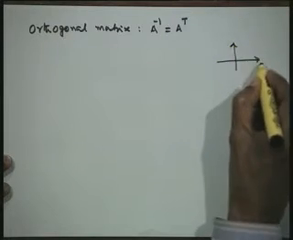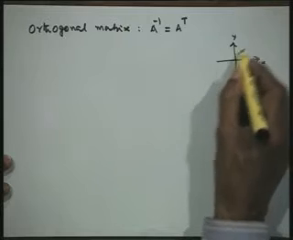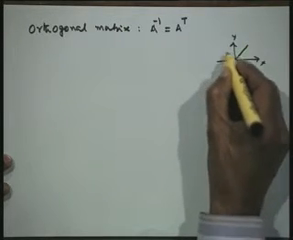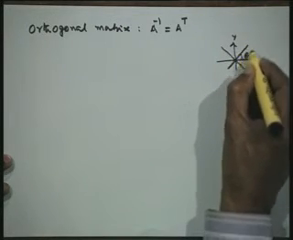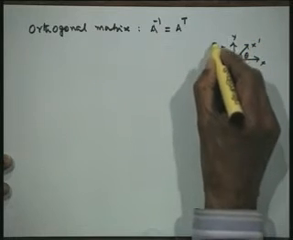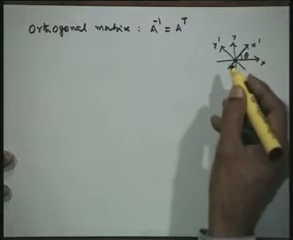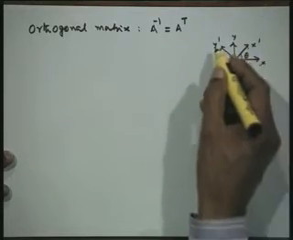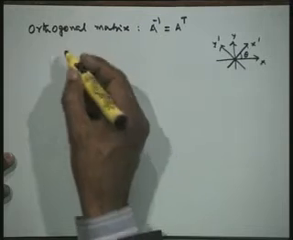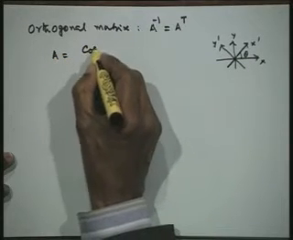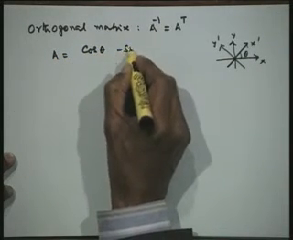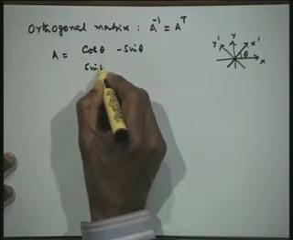The simplest example of an orthogonal matrix is, if you take the two dimensional xy coordinate system, rotate this entire system by an angle of theta and form a new coordinate system. Then the transformation that gives you the change of coordinate system from xy to x prime y prime is governed by this coefficient matrix: cos theta, minus sin theta, sin theta, cos theta.